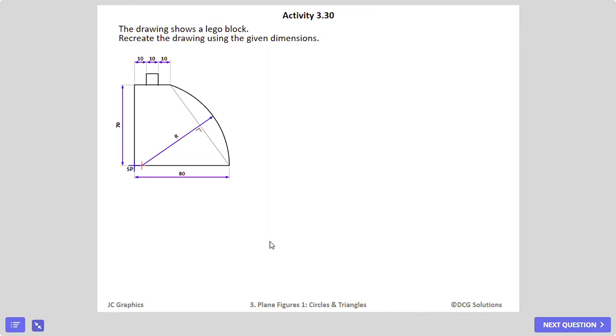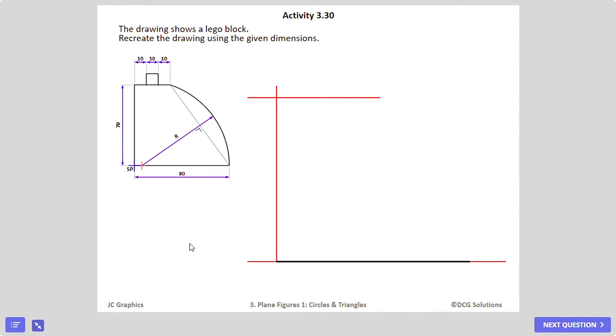For the last one, we're told the drawing shows a Lego block. Recreate the drawing using the given dimensions. So there's our baseline drawn in lightly first, and there's our vertical line then. So basically it's a light line for this here and a light line for that there. And the base is 80 mm long and the height is 70. There's the height of our 70 mm line now drawn in. So our heavy line there represents our 80 mm out to here. This heavy line here represents our 70 mm high. And then our heavy line across there represents our 30 mm across to there.